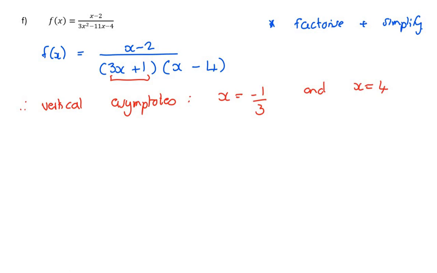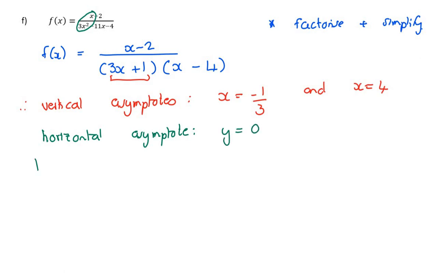Okay, do I have any oblique or horizontal asymptotes? I absolutely have a horizontal, because the degree on the bottom is bigger than the one on the top. I can also use my cheat in that because the degree on the bottom is bigger than the one on the top, I always know that my horizontal asymptote is going to be y is equal to 0.